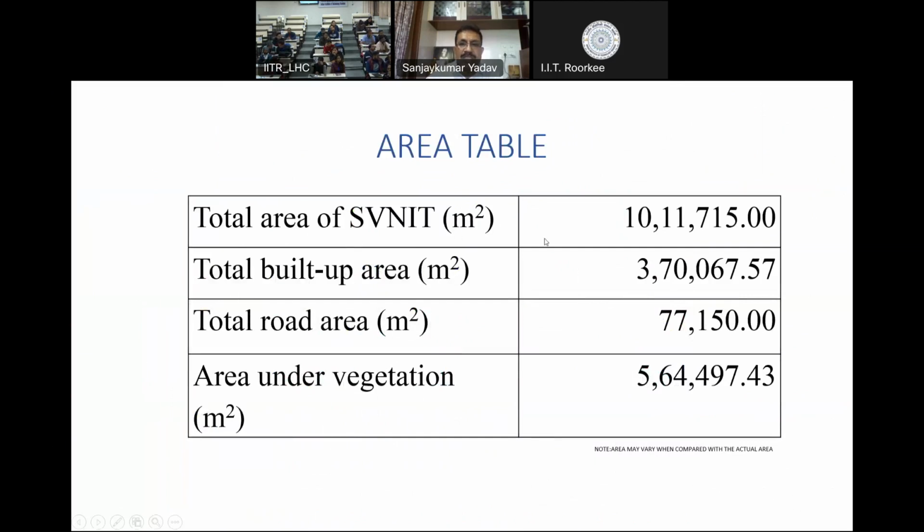The total area of the SVNID campus is around 10,11,750. The built up area is around 3,70,000. The total road area is around 77,150, and the area under vegetation is 5,64,497.